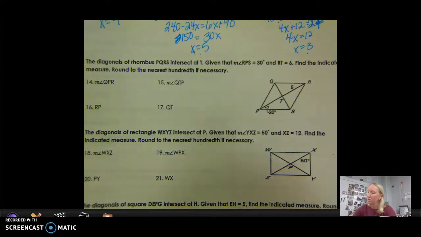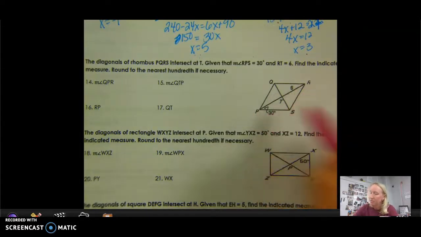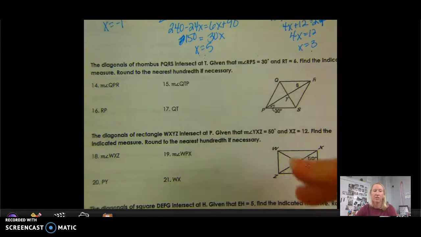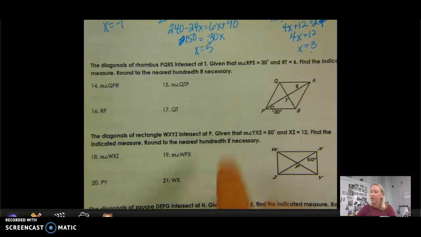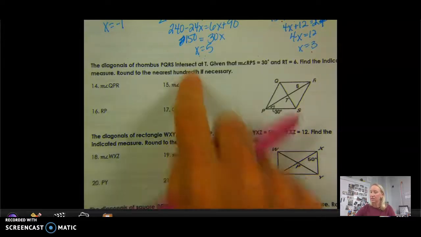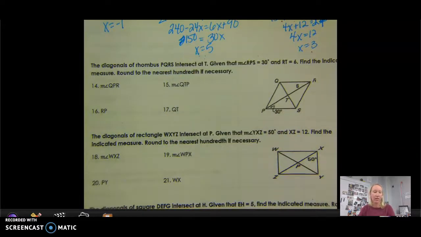Okay, the diagonals of the rhombus PQRS intersect at T. Given that the measure of R to P to S they labeled is 30, and R to T is 6, find each of the following. So pause me and find each of those. And then go ahead and do the rest, 14 through 25, and read the directions.